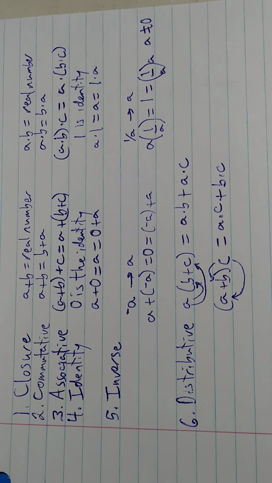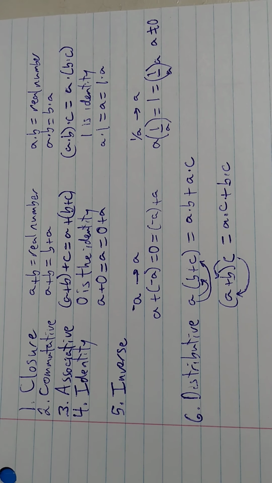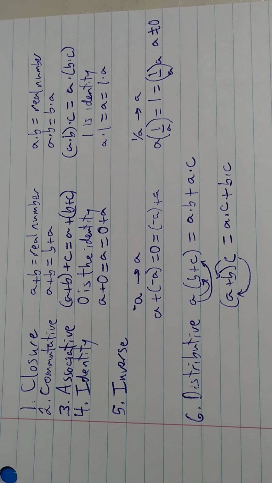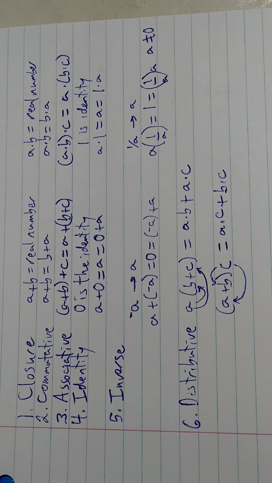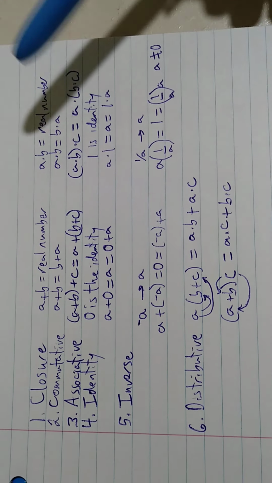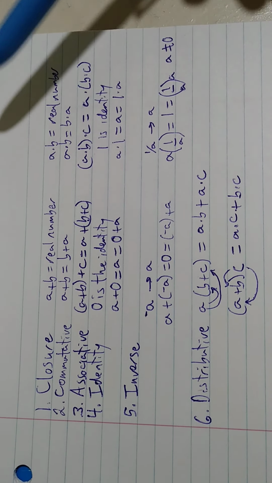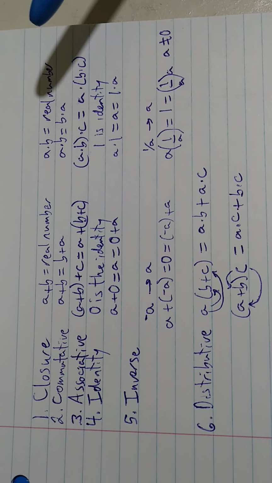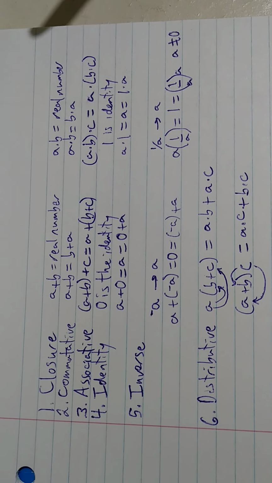Okay, in yesterday's video we talked about the 6 properties of addition and multiplication. I'll just review them right here. First one is closure, and that's where a plus b would equal a real number. A real number is any number. A times b is also a real number.